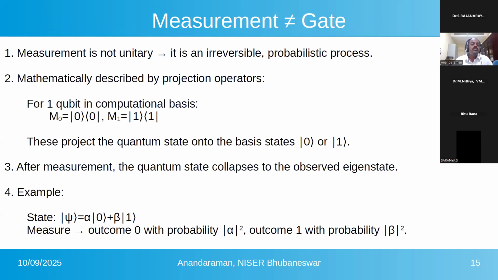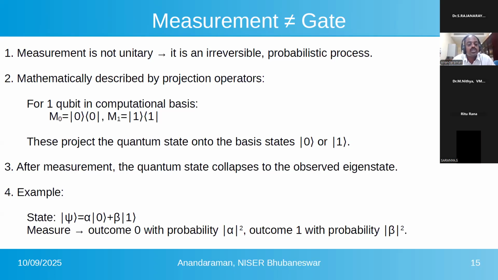Okay, so everything in quantum is gates, but measurement is not a gate. When the particle is in superposition, if you do a measurement, it will come to any one of the states. When you toss a coin in the air, it is either head or tail, but once it comes to the ground, it will fall to any one of the states, either head or tail.